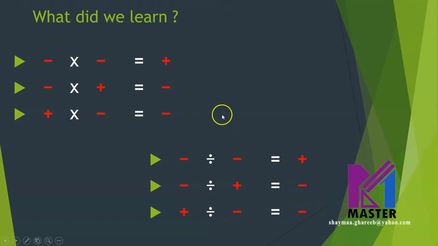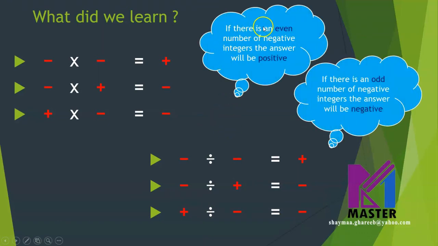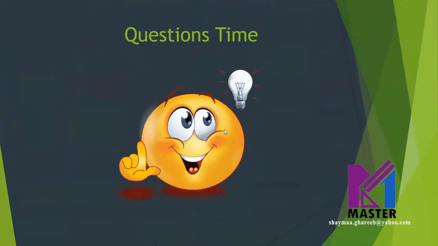What else? We also said if there is an even number of negative integers, the answer will be positive. And if there is an odd number of negative integers, the answer will be negative. Now, questions time. Are you ready? Let's start.